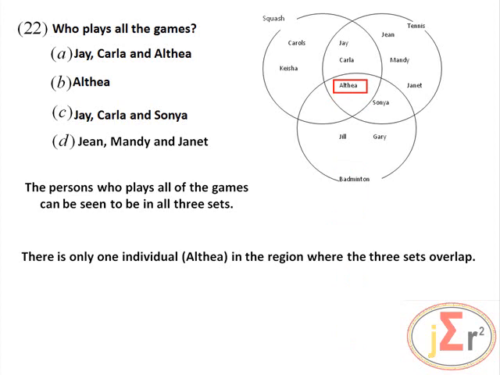Right there. So that is Althea. The answer is therefore option B, which is Althea. So option B is our answer. Then let's say, for argument's sake, we cannot look at the set of players and tell where the 3 sets overlap, although students should be able to. Let's say someone cannot tell. How can we still answer the question and get it right?